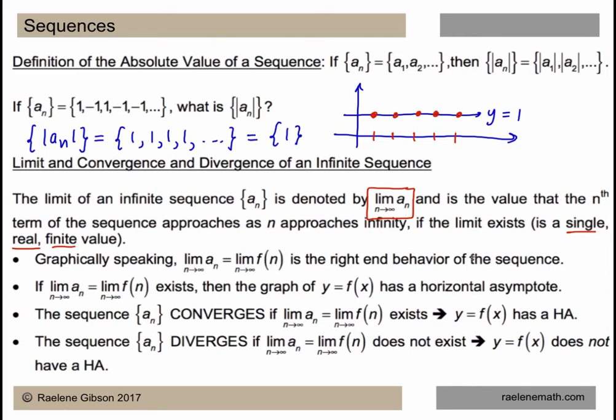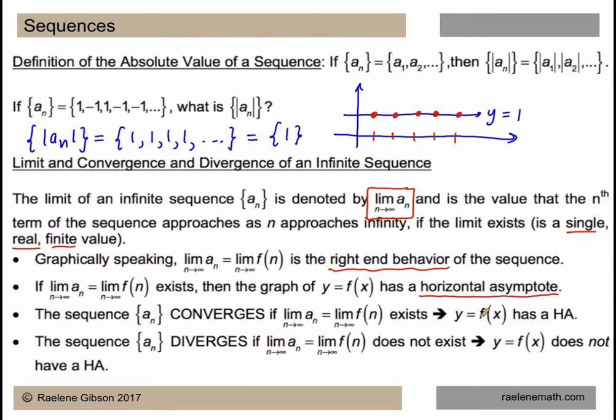Graphically speaking, this means that we have a right end behavior. We're talking about the right end behavior of the sequence. And graphically speaking, again, we're looking for a horizontal asymptote. So we're zooming out on the graph and seeing if the y-coordinates approach one single real defined finite value. So we say that the sequence of a_n terms converges if the end behavior limit exists.